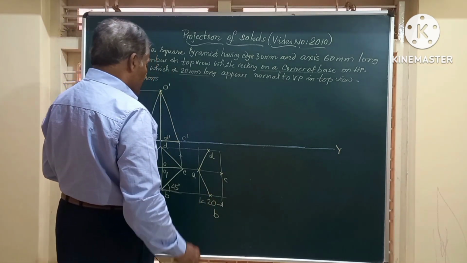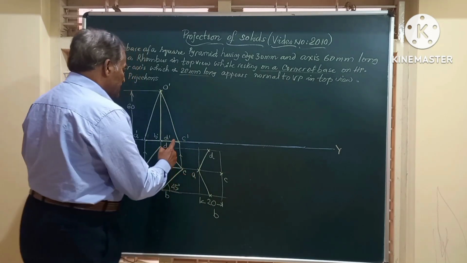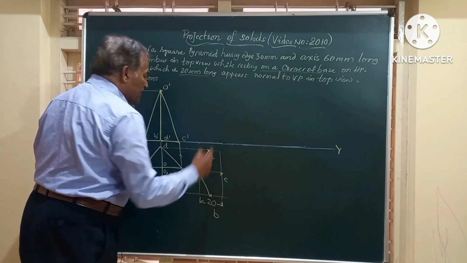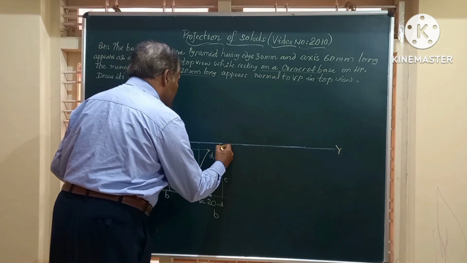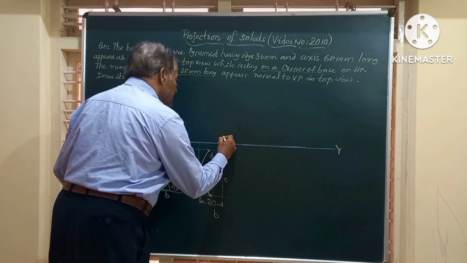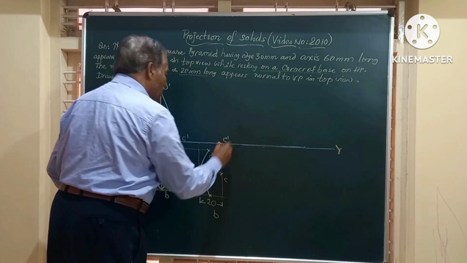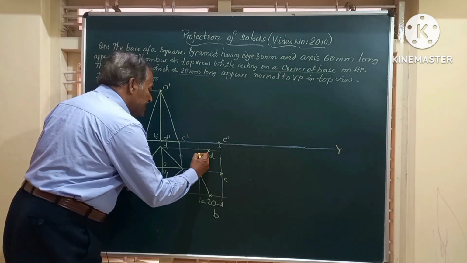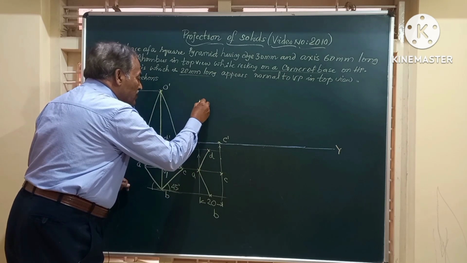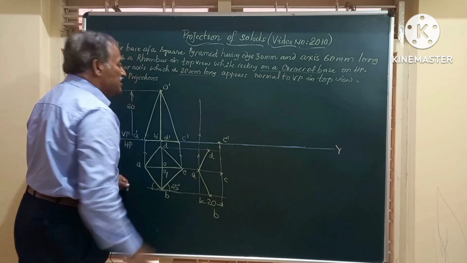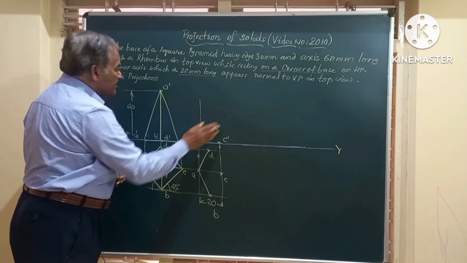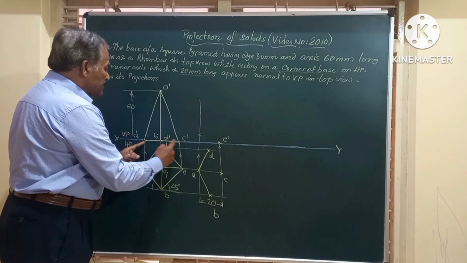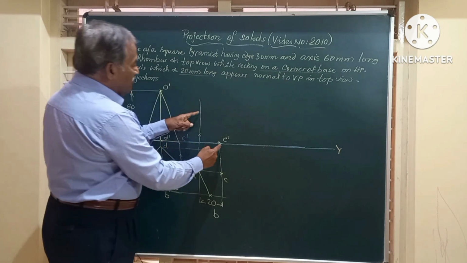Friends, now how to obtain these points? The position of C should be on this point. So I will draw a vertical through this and locate this C dash, the position of that corner on HP, and through this point A, I will draw a vertical line, so that I am going to redraw this figure here such that the base A dash C dash is to be marked here.